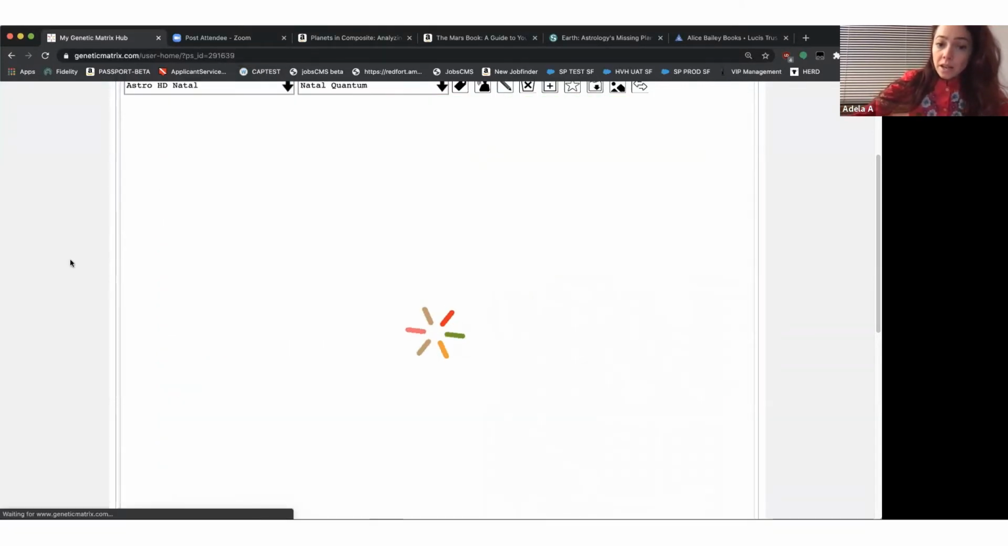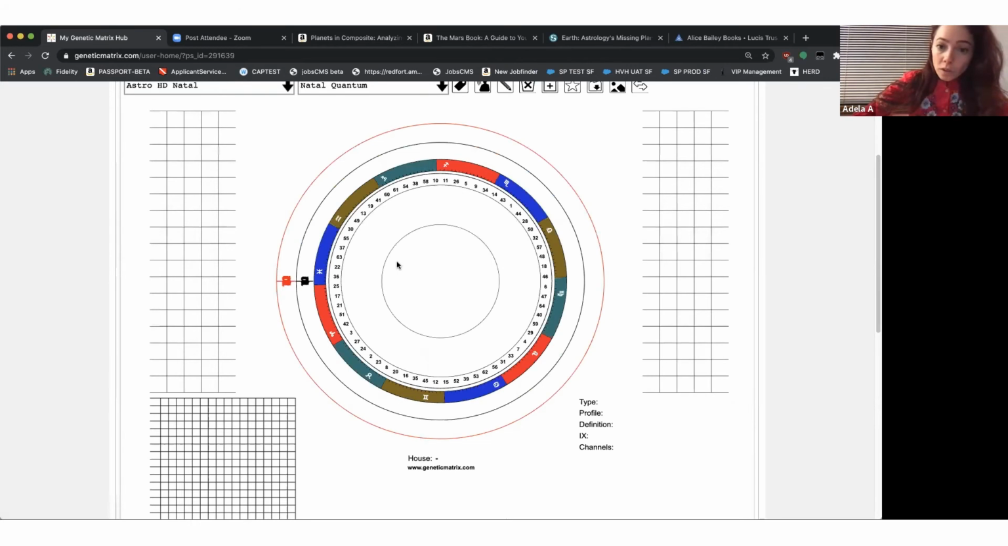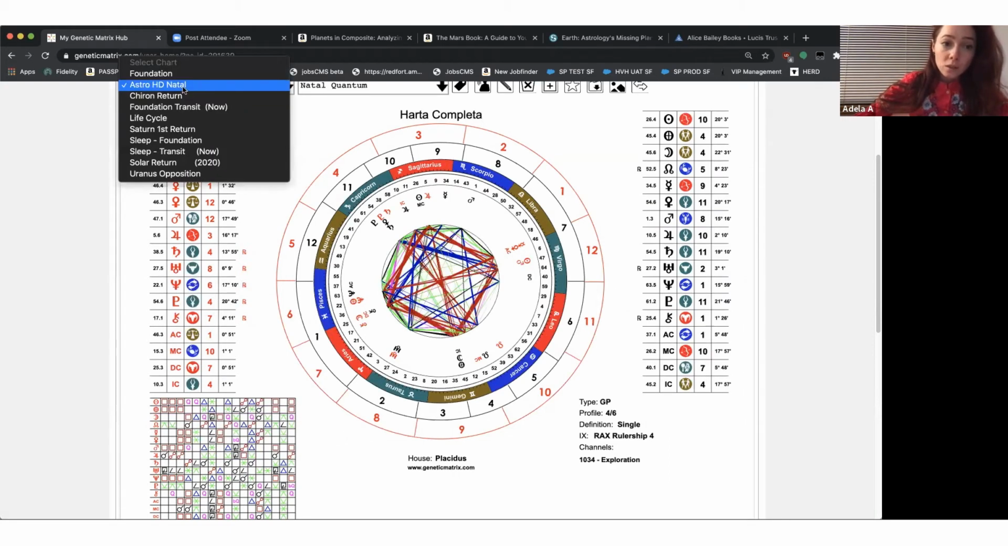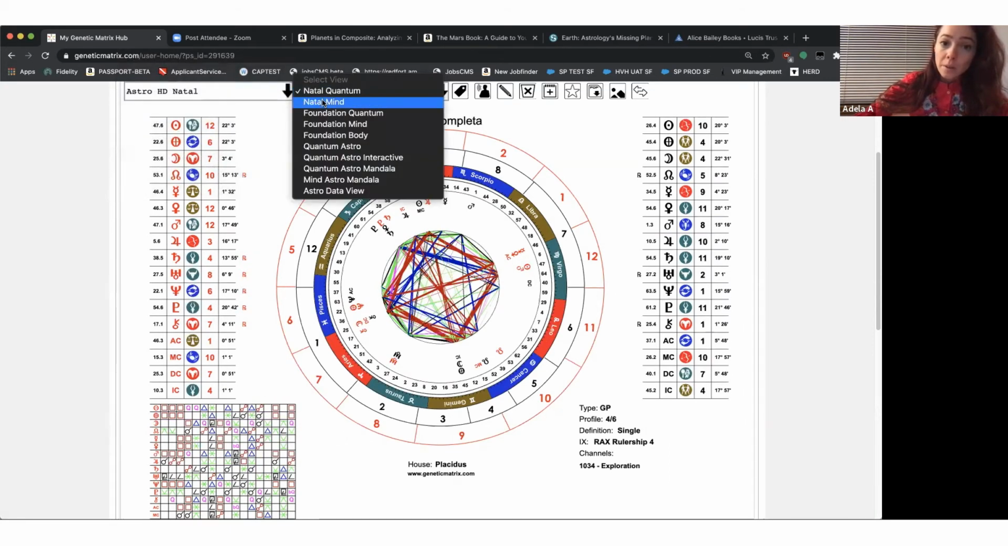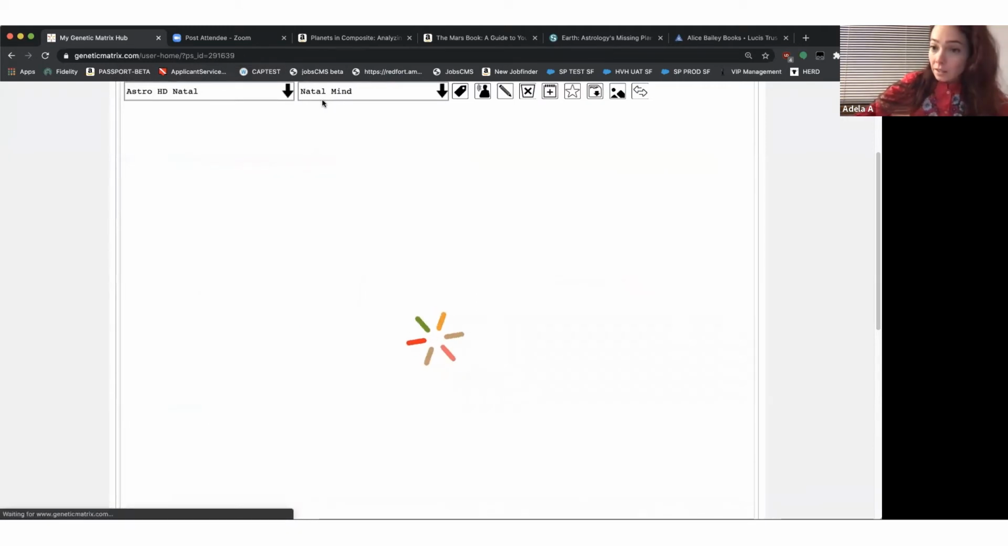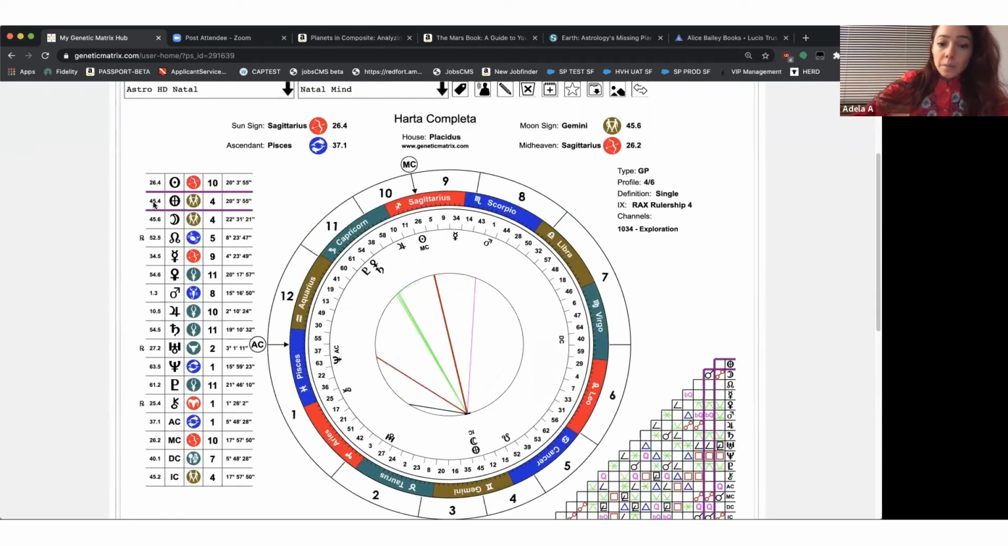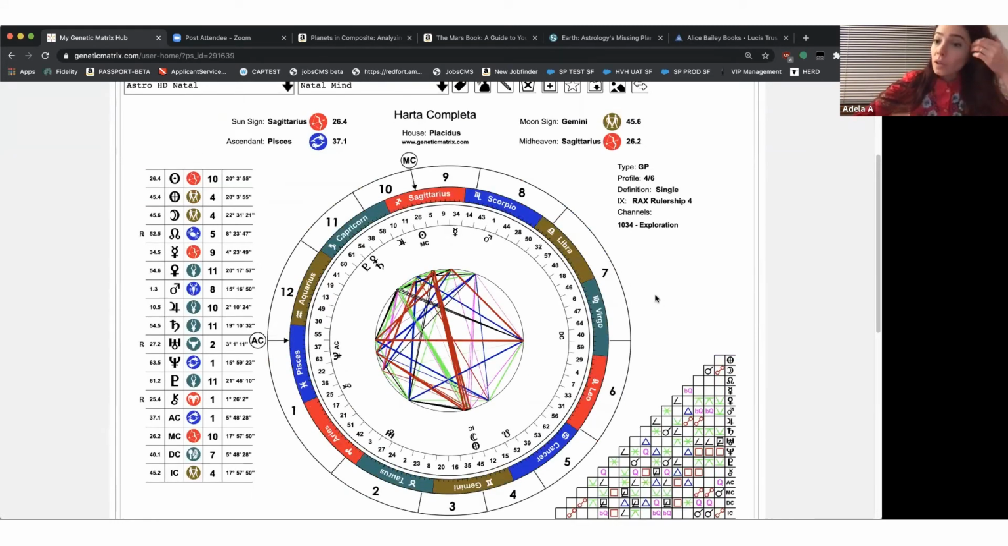I usually calculate the charts in this program named Genetic Matrix because I prefer working with both the subconscious and the conscious part of the chart. So in case you want to go really deep in understanding the dynamic of the chart, you could use a chart like this. In case it's too complicated, you can always calculate just the natal part of the chart. And you can calculate it in this program or in your own program.